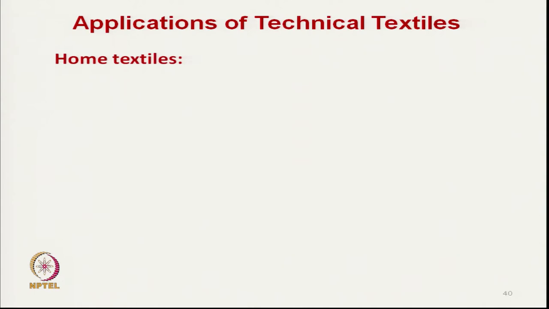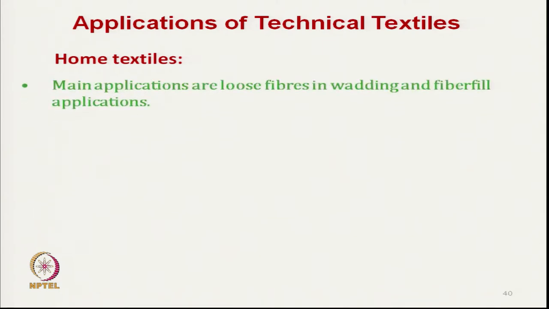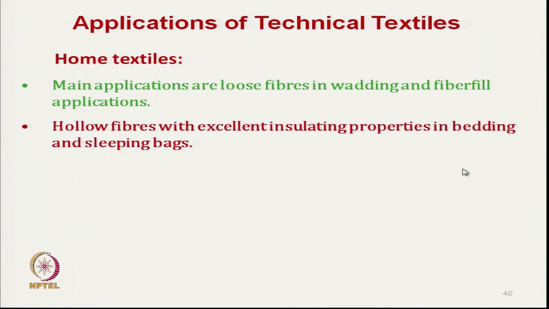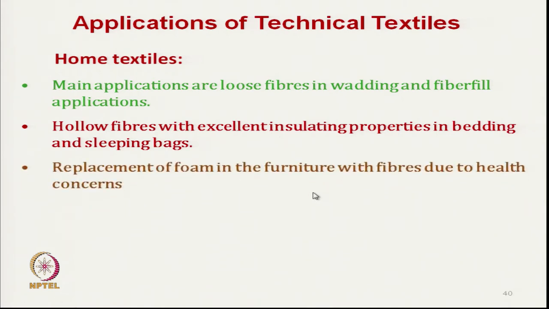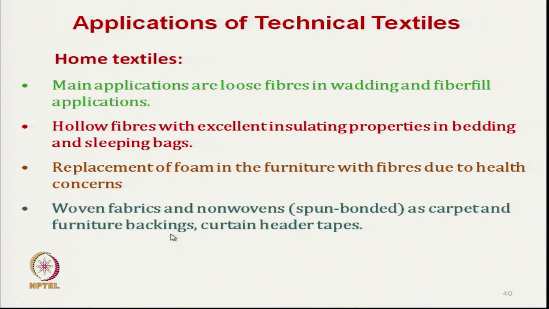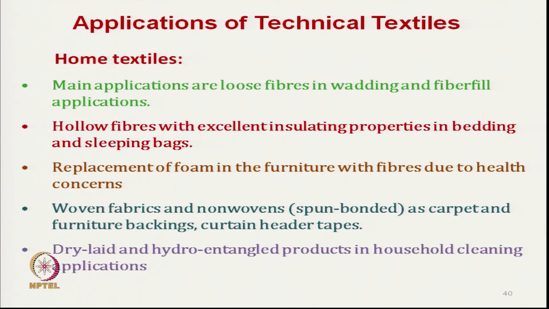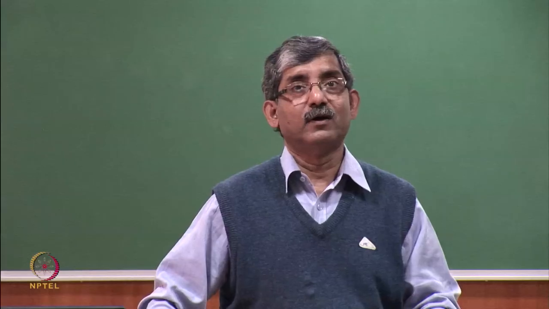In home textiles also, we use technical products. The main application of technical textile in the home textile area is wadding and fiber fill application, where hollow fibers with excellent insulating properties in bedding and sleeping bags are being used. Foams are being replaced by technical textile products due to health concerns. Woven and non-woven fabrics are used for carpet and furniture backing. Dry-laid and hydro-entangled products are used for household cleaning application. So, these are the technical textile products used for home textiles.